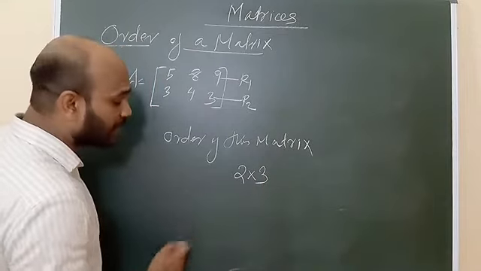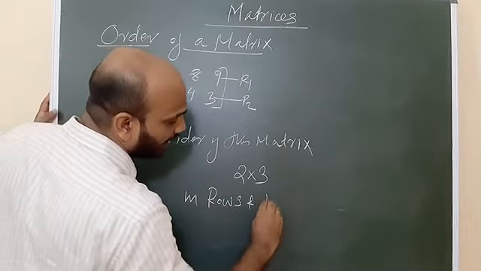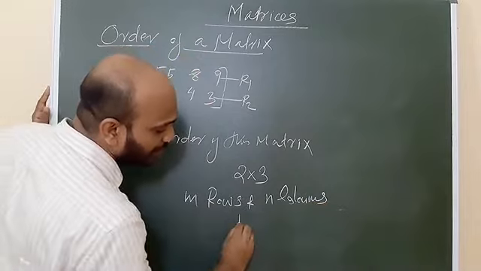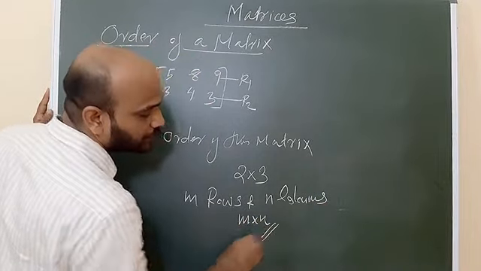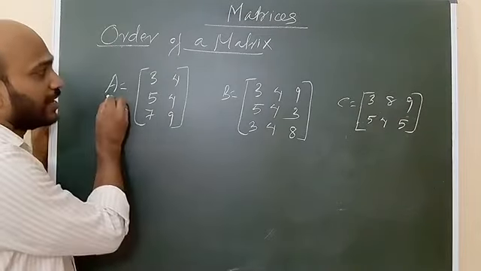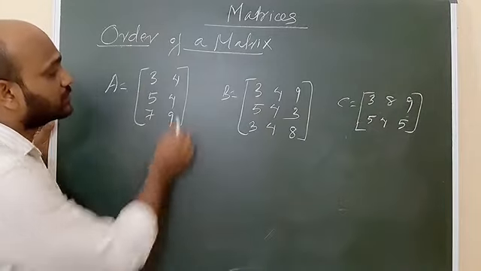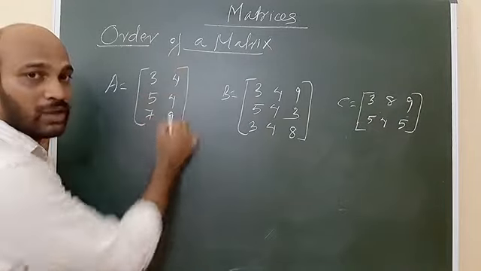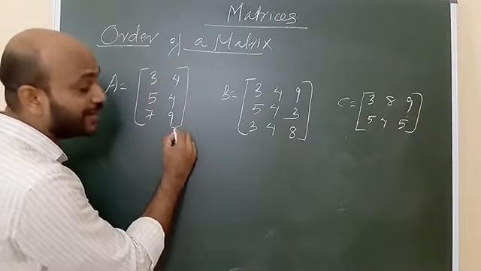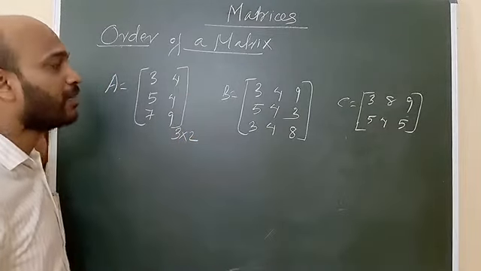Okay. So in general, if a matrix has m rows and n columns, then order of the matrix is m by n. Now we can do some questions. Take one matrix A, 3, 4, 5, 4, 7, 9. What is its order? 3 rows are there and 2 columns. So order of the matrix is 3 by 2. Order we'll write in this corner, 3 by 2 matrix. So this one is a 3 by 2 matrix.